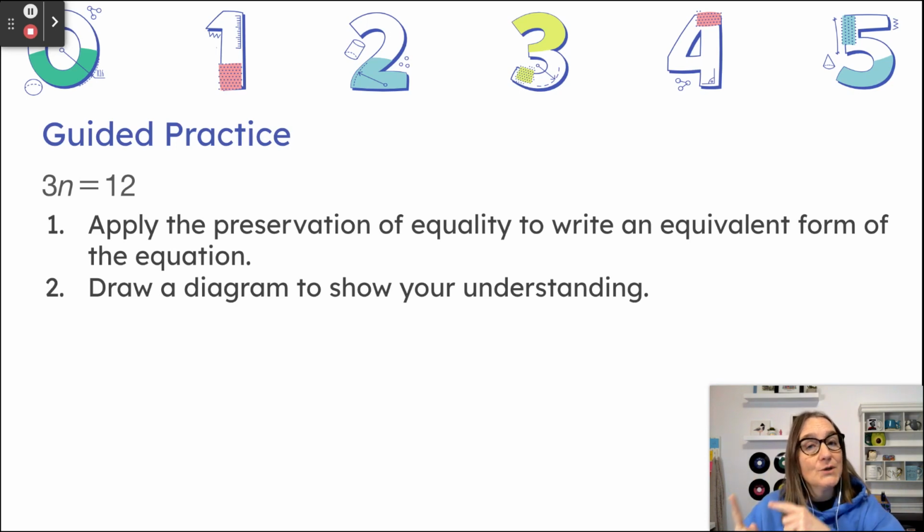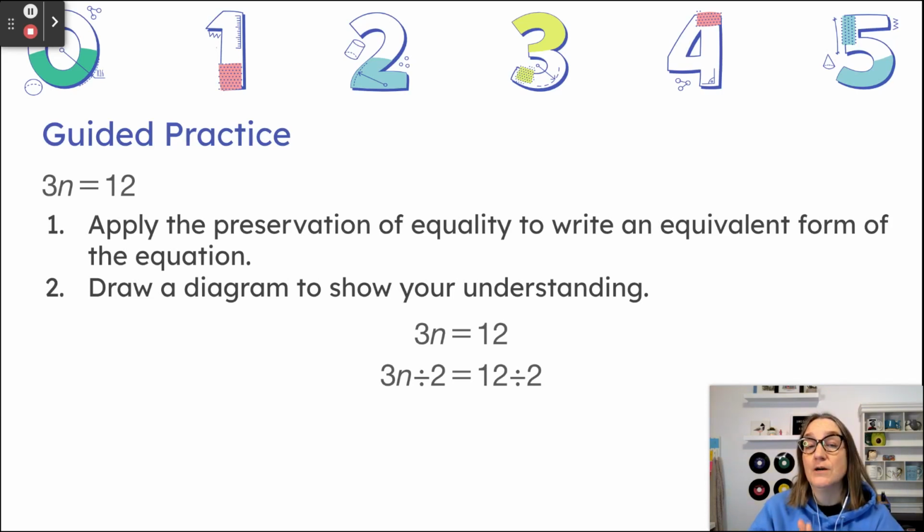When I think back to earlier in this lesson, I remember that an equivalent form of an equation is just another equation that is still balanced, where I've applied the preservation of equality. So in other words, I've done an operation, an equal operation, the same operation to both sides of my equation. So for this, in order to write an equivalent form of 3n equals 12, I'm going to have to do an operation with a number, but I'll need to make sure I do the exact same operation to both sides. So I think I will divide by 2. Let's see what that looks like.